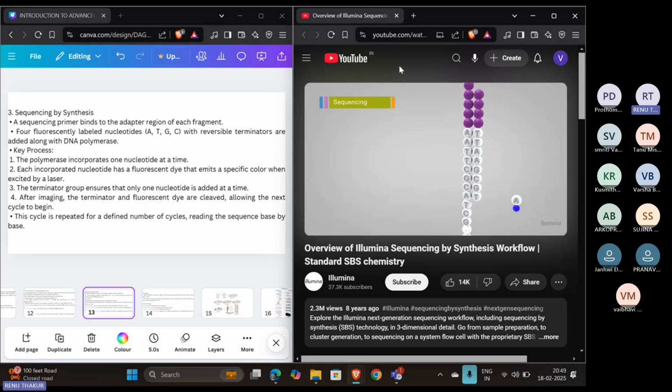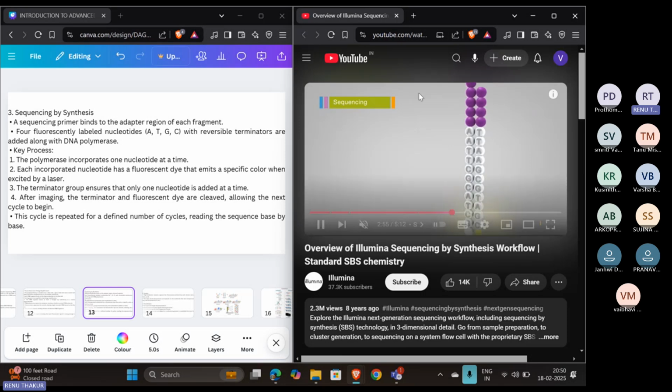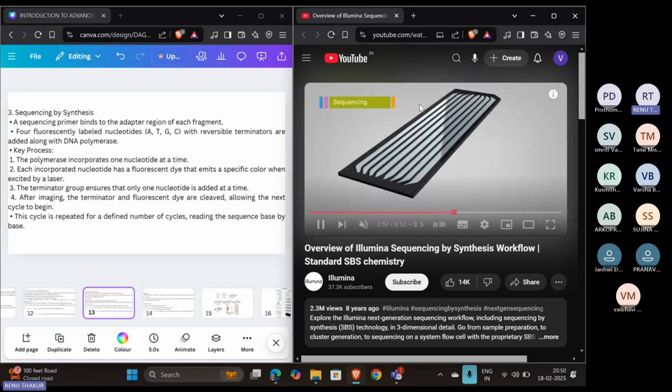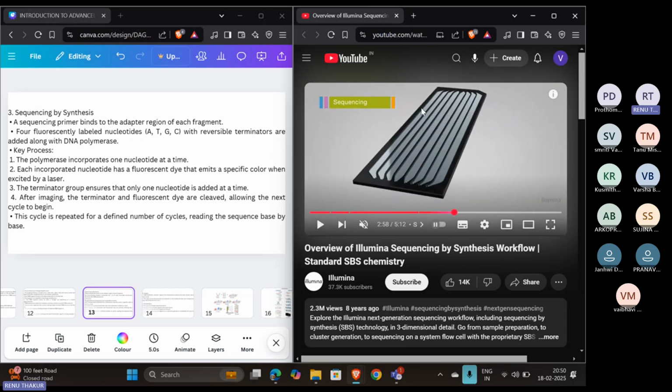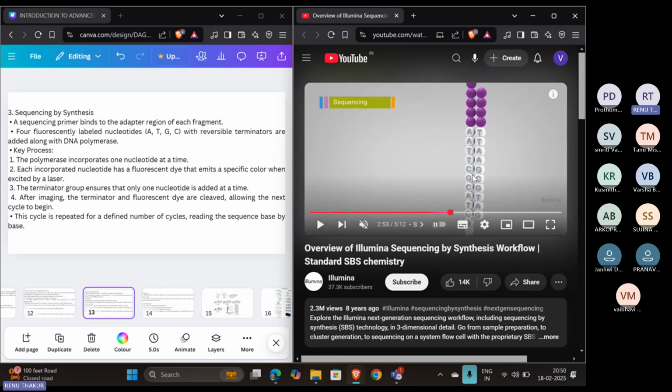These specific colors are being detected by imaging and data analysis, and this cycle is going to be repeated a number of times. Through this we are determining the sequence of our unknown fragment. I hope that was clear.